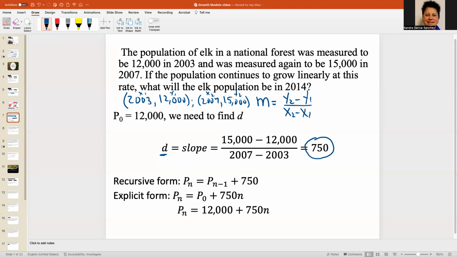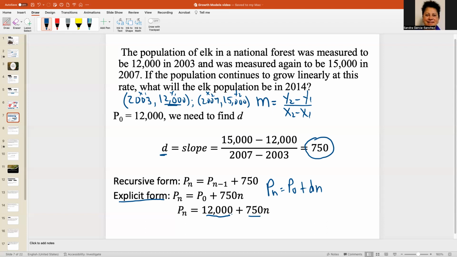Now, to do the explicit form here, which again is P sub n equal to P sub 0 plus D times n. And I will suggest constantly on the exam to have these formulas in front of you. Again, you will have them in a sheet of paper. So be sure that they give you the exam and they give you the formula sheet. So P sub 0, we know that the initial population was 12,000. And we found out that D is 750. And so the explicit form would be P sub n equal to 12,000 plus 750n.